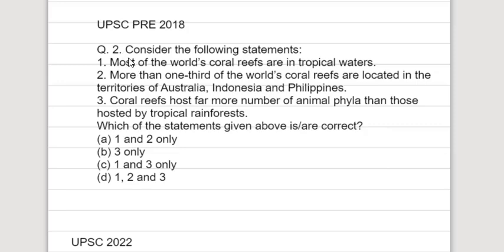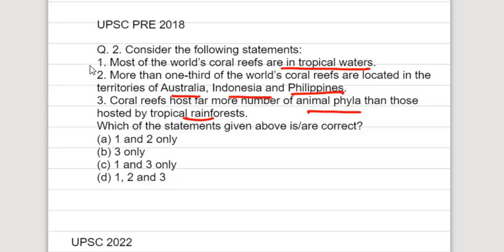The question here is, consider the following statements. The first statement, most of the world's coral reefs are in tropical waters. Second is, more than 1/3 of the world's coral reefs are located in the territories of Australia, Indonesia and Philippines. Third is, coral reefs host far more animal phyla than those hosted by the tropical rainforest. Try to answer this question in the comment box.